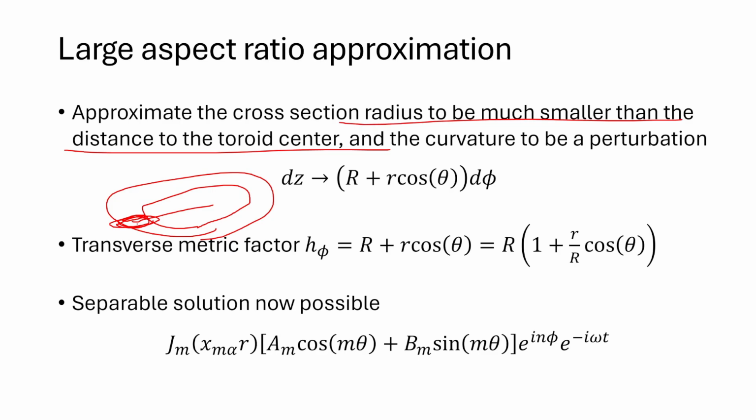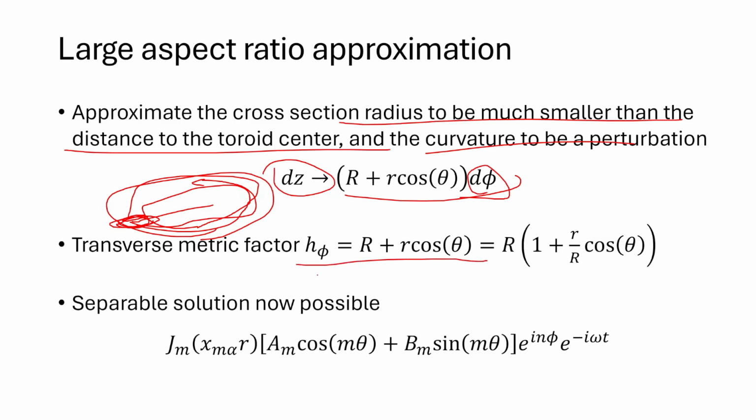That allows us to treat the curvature like a perturbation, right? Since it's basically a very, very long ring with a small radius, at every instantaneous point you get slices of a cylinder. And we treat the curvature as a perturbation. That changes this dz, right? So the change in the z, which is what we're going to call the transverse direction, gives us this sort of change with d phi. This means that our transverse metric factor is now this, right over here.